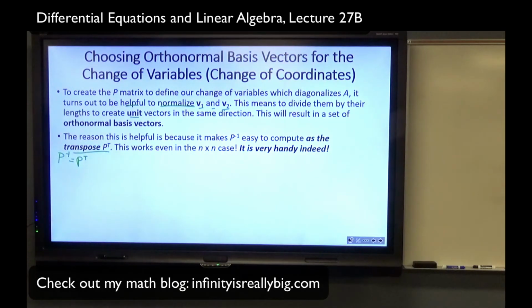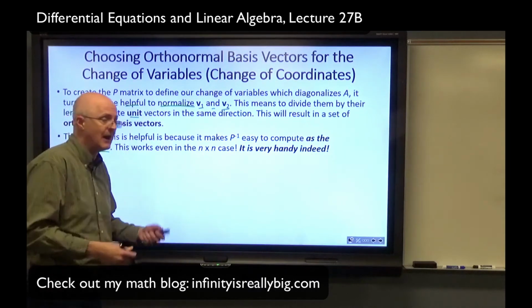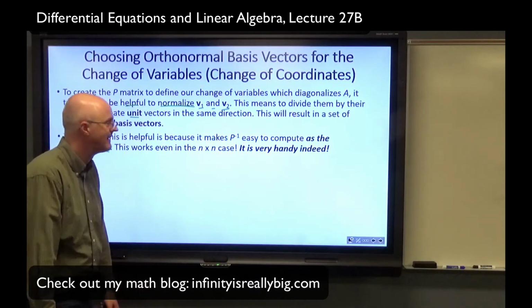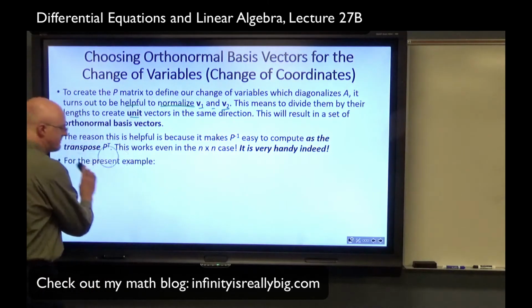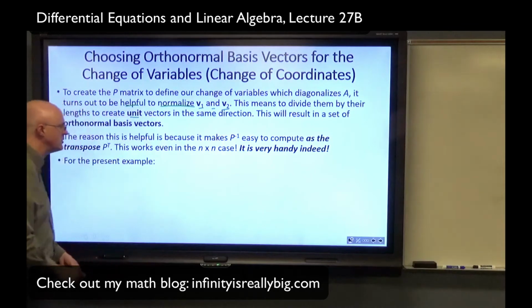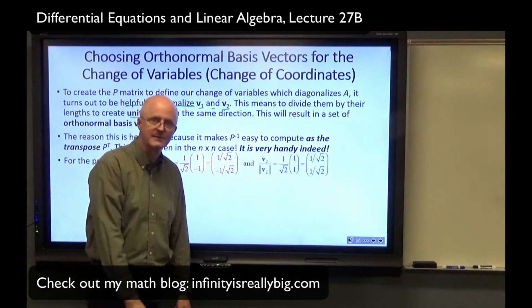It's very handy. Taking the transpose is easy. Just swap the rows and columns. In the present example, it's not such a big deal because it's easy to find inverses of 2 by 2 matrices, but it does work here still. Here are the normalized vectors. You might say, unfortunately, we involve square roots that we can't get rid of.